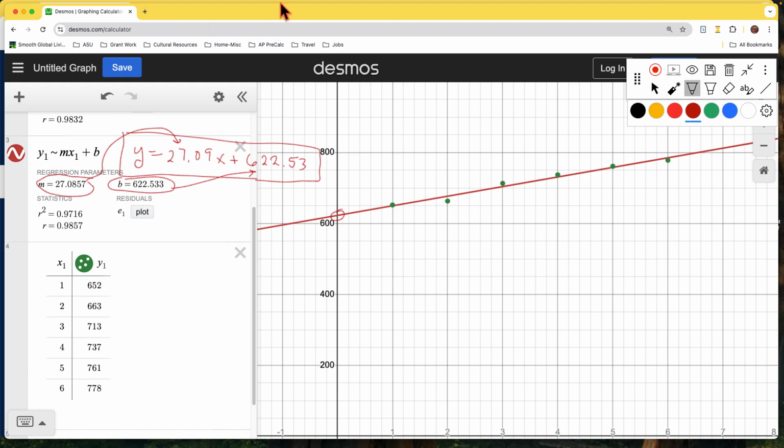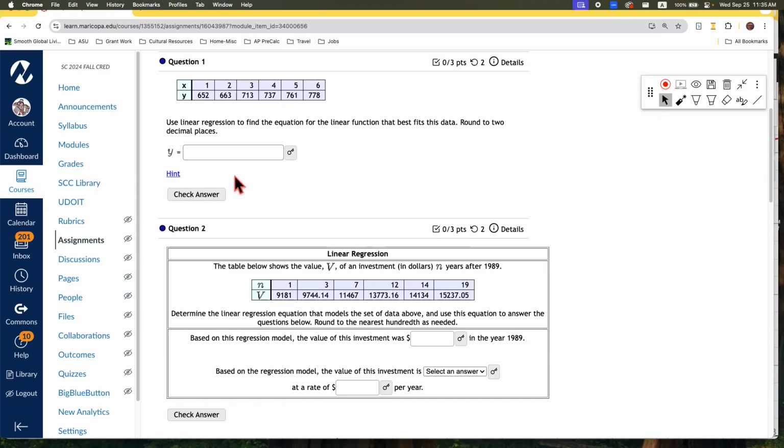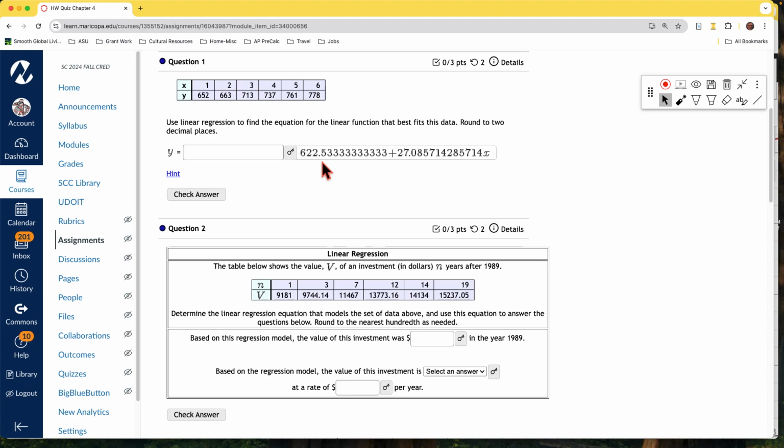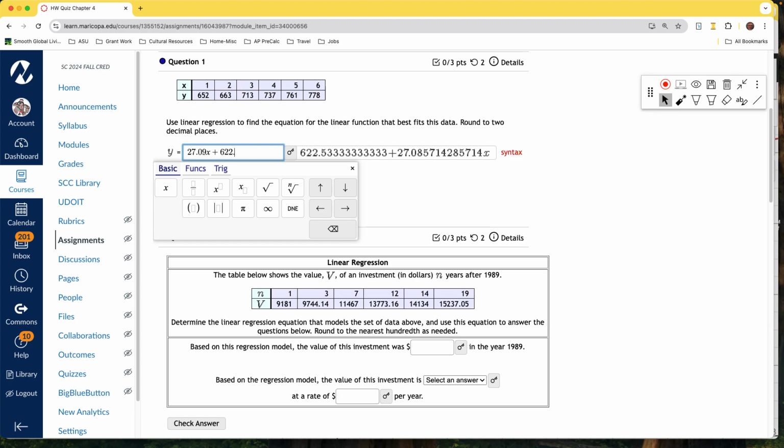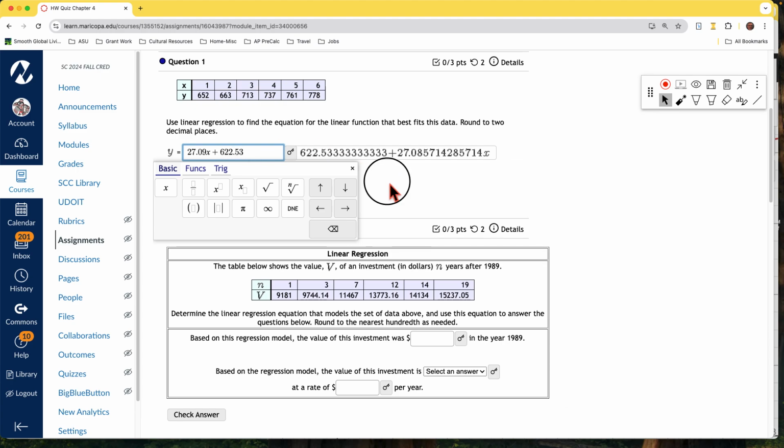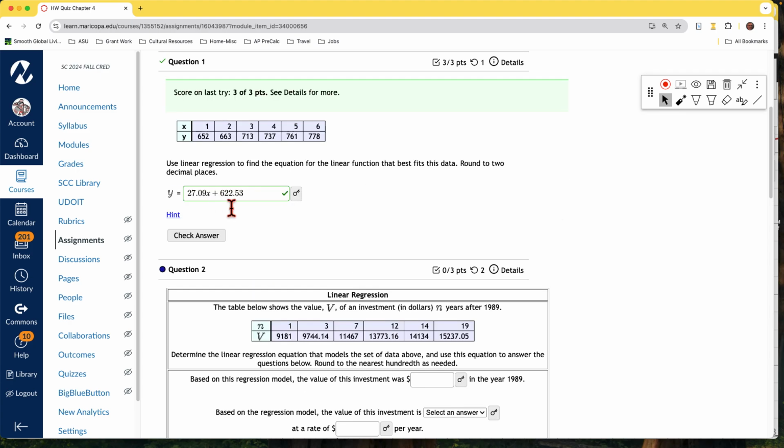And then when we go over to the homework, instead of putting in, I'm just going to click here. Notice they got it in a different order. But if I would have put in, wow, they say round it to 2 decimal places, but they don't actually do it. 27.09 x plus 622.53. That's what we had. And if we check our answer, it's going to mark it correct. On mine, I can also show an answer, but they just didn't have it properly formatted. So far, so good?